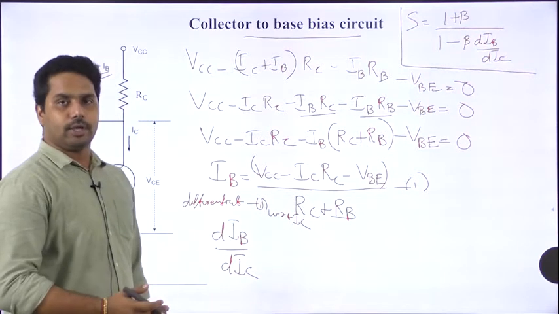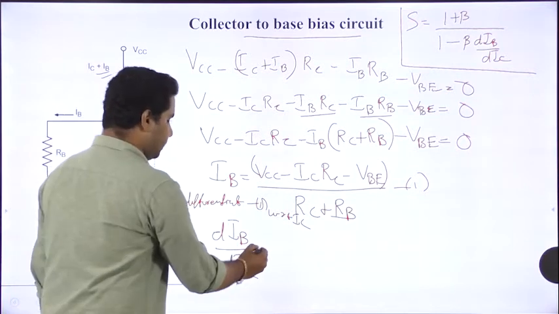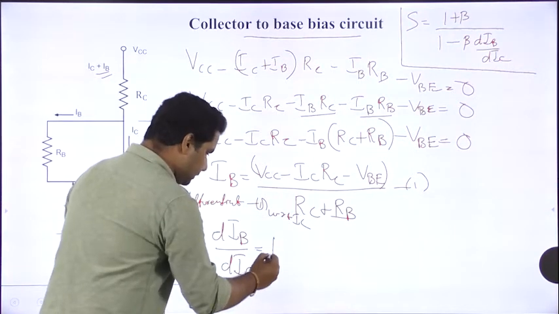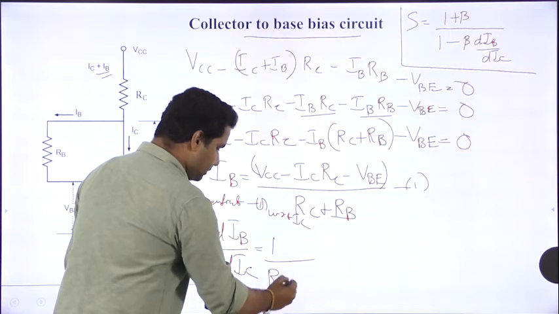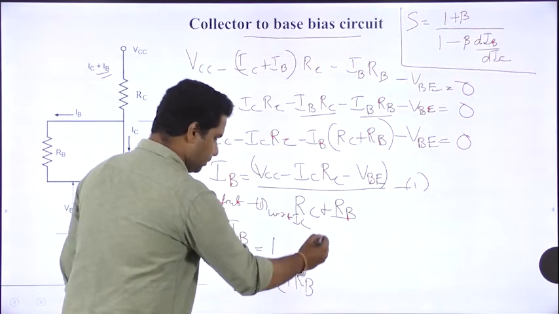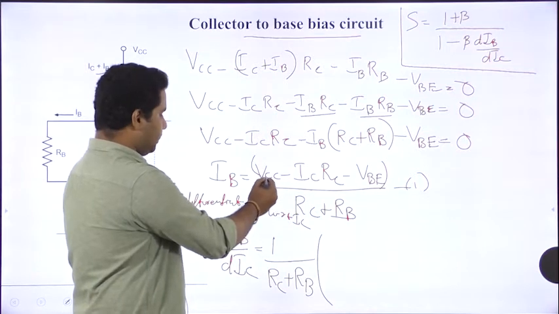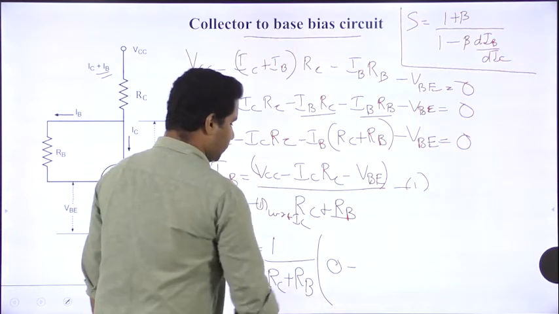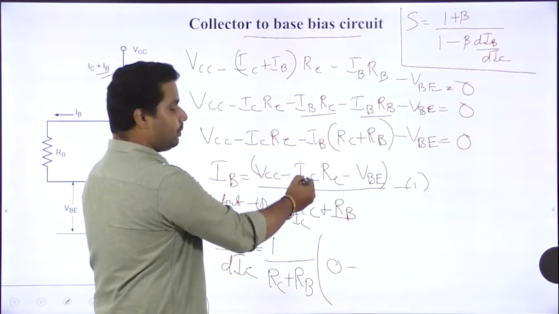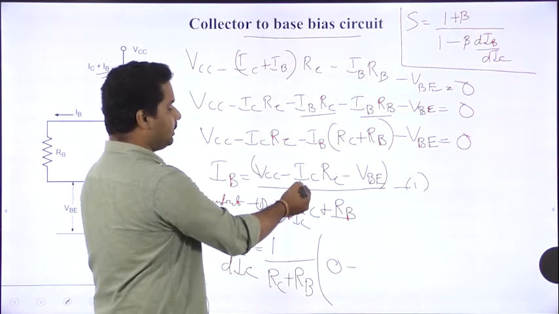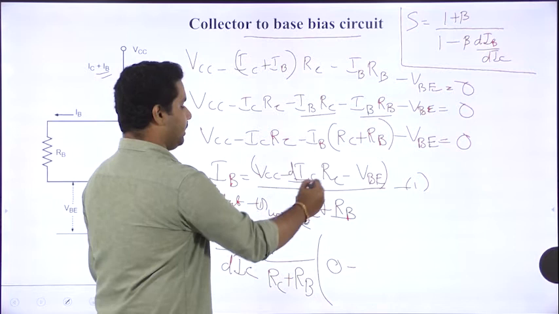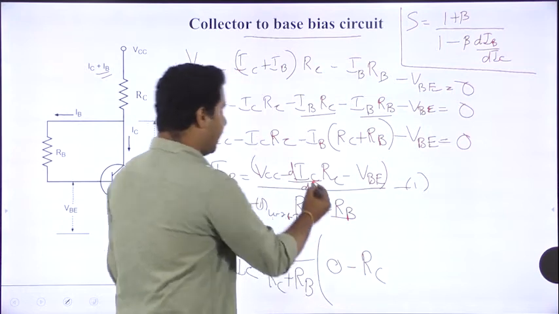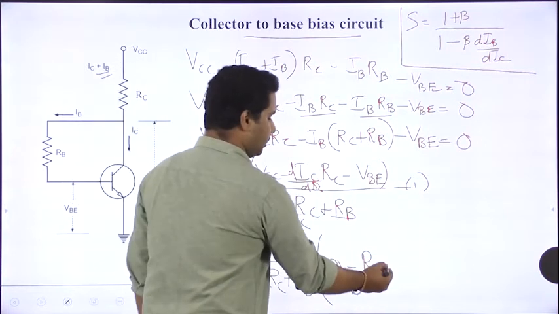I hope you are writing along with me. Anyway, RC plus RB, this denominator part, is a constant. So first I will take that constant outside. RC plus RB first I will write. Remaining things: what about VCC? D by DIC of VCC is 0. It is a constant. Here D by DIC of IC RC: RC is constant, so we take RC outside, and D by DIC of IC is 1 only.